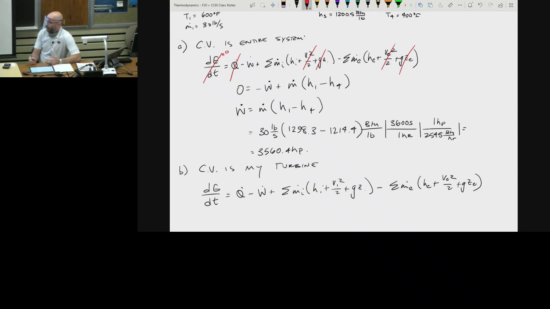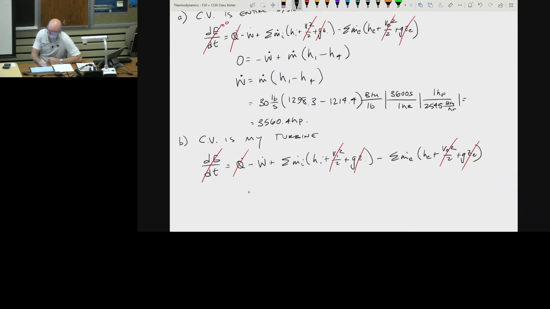And I'm going to make all of the assumptions we've made already in part A. At steady state, our turbine is going to be adiabatic, and the kinetic and potential energy effects are going to be negligible. And so I will get that the power from my turbine is equal to the mass flow rate through the turbine times H in minus H exiting. Okay, I'll say that right now.